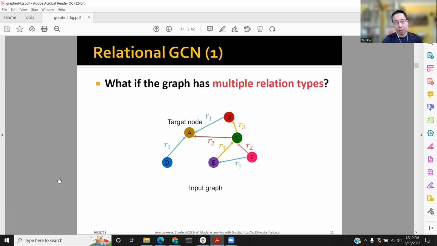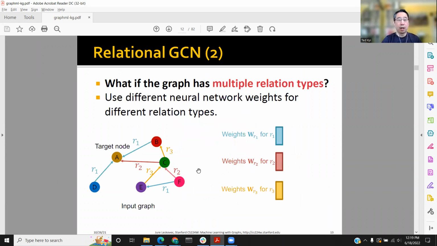So now the question is, what do we do when we have multiple relationship types? So here you see the edges are different colors to correspond to different types of relations. R1 is blue and R2 is red. Okay, so a simple thing we can do is we can use different neural network weights for each of the relation types.